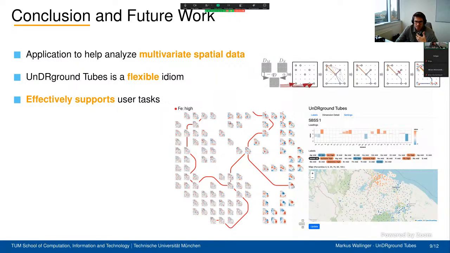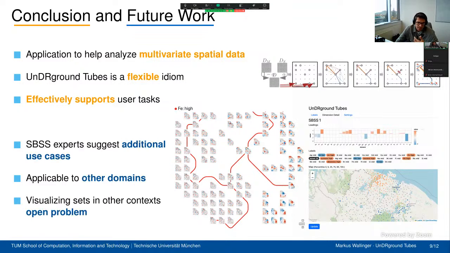Okay, to summarize and conclude my talk, we presented UnDRground tubes, which is an application that can help in analyzing multivariate spatial data. The UnDRground tubes pipeline itself, used to generate the overview, is a flexible visualization idiom that could potentially be applied to other domains. And we think that our evaluation shows that we can effectively support the user tasks that we have identified. But in terms of future work, there are also some to-dos left.